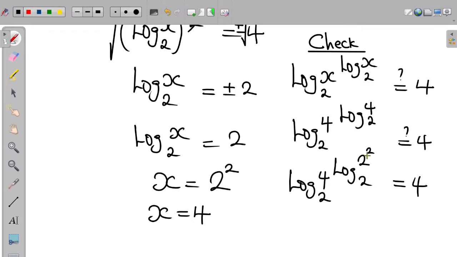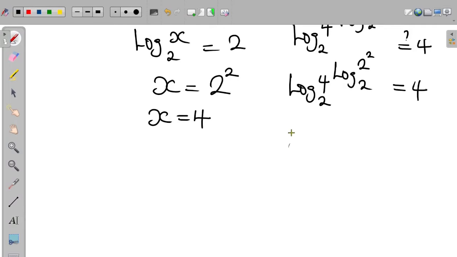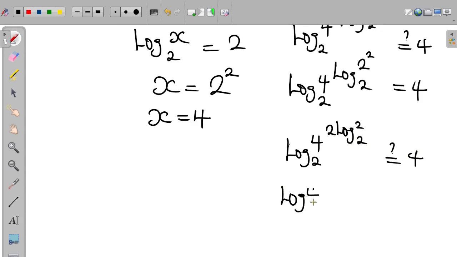So you know that logarithm to its own base is 1. So therefore, we have log 4 in base 2 to the power of 2 multiplied by log 2 to base 2 equal to 4. Now, logarithm to its own base is 1, so this is 2 times 1, which is equal to 2. Thus, we have log 4 to the power of 2, in base 2, equal to 4.